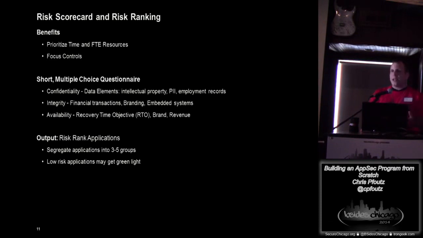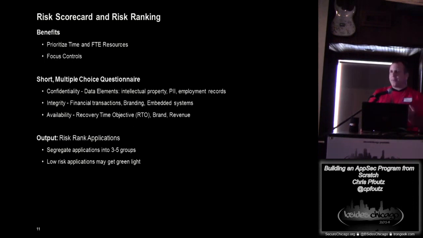If you've got an application with a low recovery time objective, it's probably very critical to the organization and going to be something that you want to focus on. Again, we need to look at brand, look at your company's website, and the ability to generate revenue through some of those websites. And the output of that is you should take your inventory and risk rank all of your applications into 3 to 5 categories: low, medium, and high.